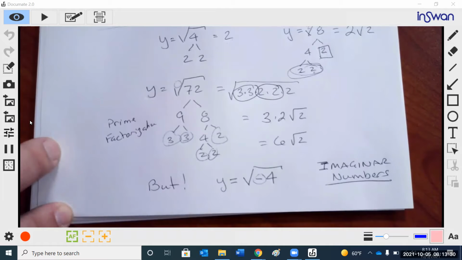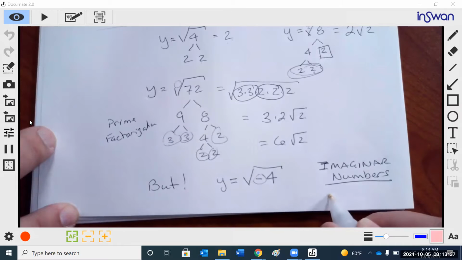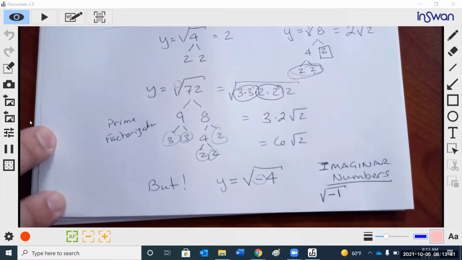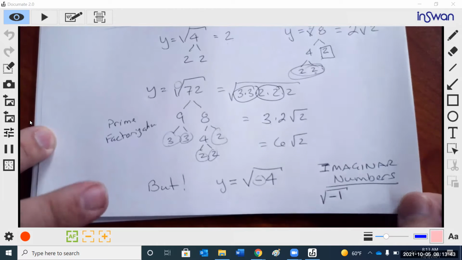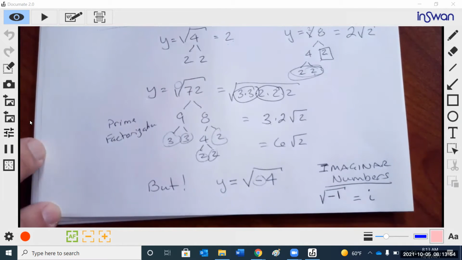This is where imaginary numbers come in. The square root of -1. Let me work it out for you. Let me show you where it came from. Whenever you see a square root of -1, instead, since that can't be done, we just replace it with an i.